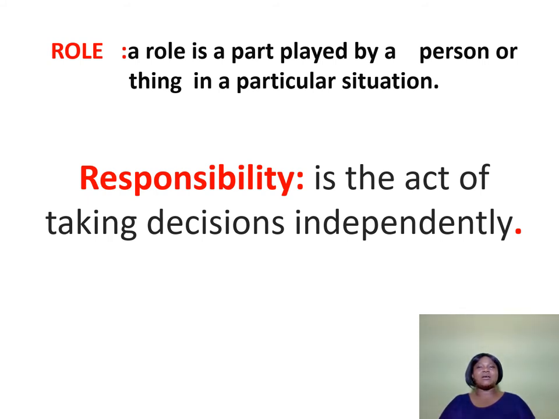Yes, office girls. That is their role. What is their role? They clean the office. Yes, so that is their role as office girls. Okay, good. So let's look at responsibility.